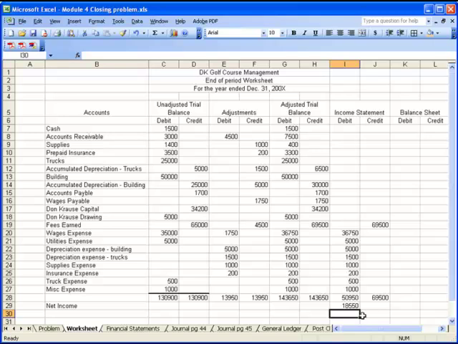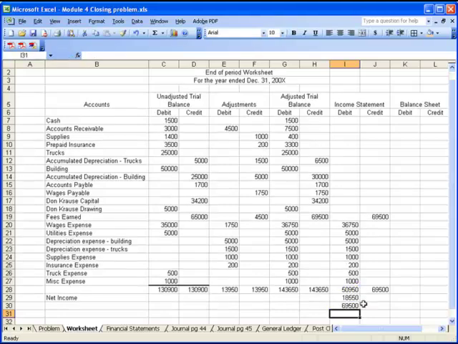$18,550. And then to finish out the income statement columns, we want our bottom line numbers to have debits equal to credits. And to do that, we simply say this is equal to our expenses plus our net income, which is $69,500. And this cell here is simply equal to our revenue, $69,500.